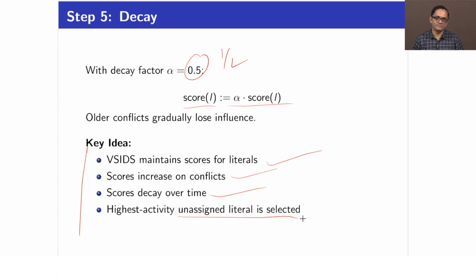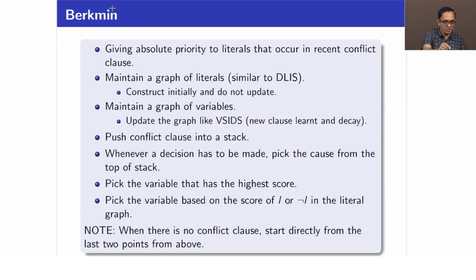Okay. The last one I will talk about is Berkmin, which is kind of similar, with some similarities to DLIS and VSIDS, but it gives absolute priority to the literals occurring in the recent conflict. That is the primary objective. Whatever new clause I learn, I will give absolute priority to the literals that occur there, not the other literals. Okay. So, what do they do? They maintain a score for literals, right. So, it is like DLIS, where for each literal you can calculate the score.